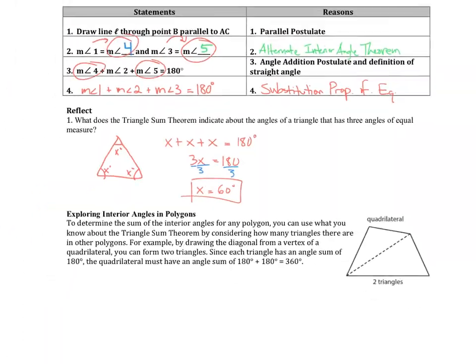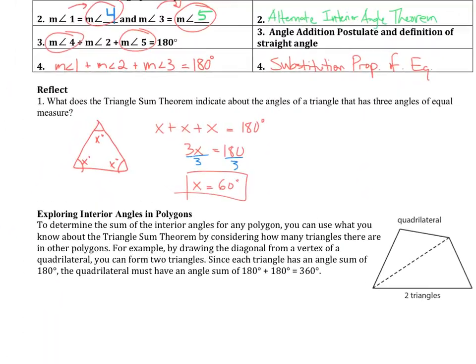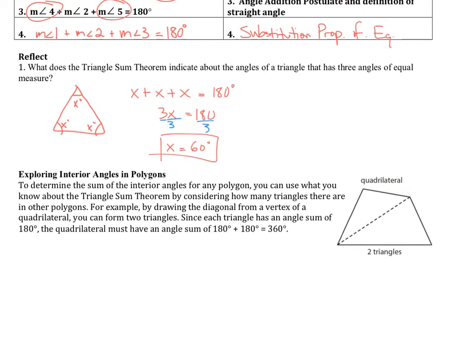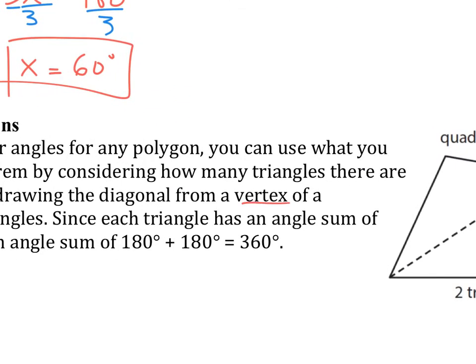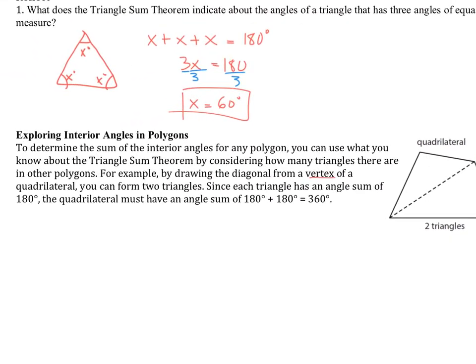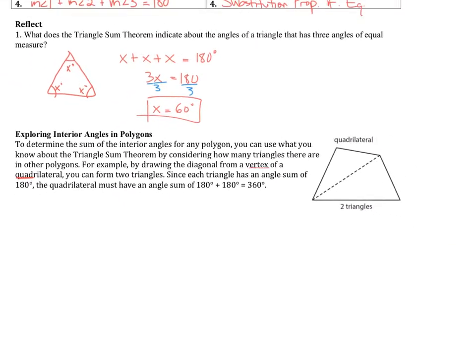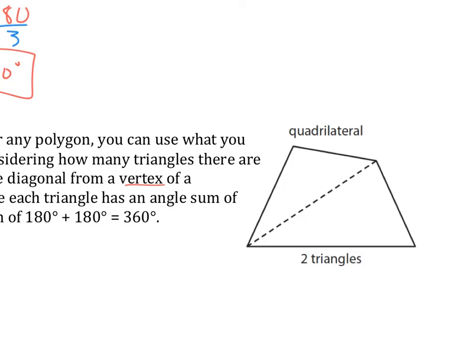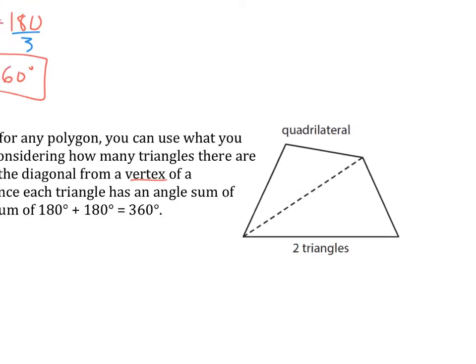And we'll get into that a little bit more later on, but that's just kind of a precursor of what's to come. And then determining interior angles in a polygon. So it says to determine the sum of the interior angles for any polygon, you can use what you know about the triangle sum theorem by considering how many triangles there are in other polygons. For example, by drawing the diagonal from a vertex of a quadrilateral. So vertex is just a corner. Okay, that's what a vertex means. And a quadrilateral, right? Quad means 4, so we have 4 sides. You can form 2 triangles. So that's this dashed line right there. Okay, that's the diagonal it's talking about.